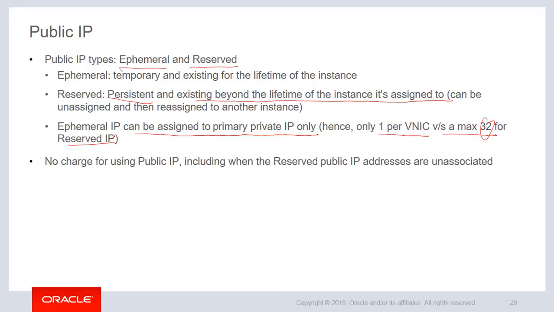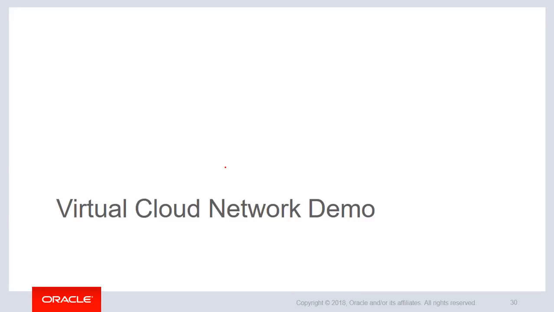There is no charge for using public IP, whether you are using reserved, and even if the reserved public IP addresses are unassociated, they are not associated with any running instance. So with that, we covered a lot of ground. Let's look at a quick demo of a virtual cloud network and see its various components.